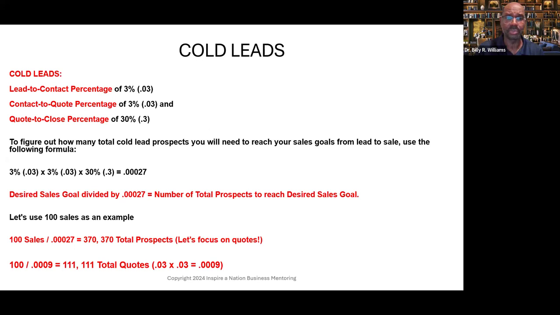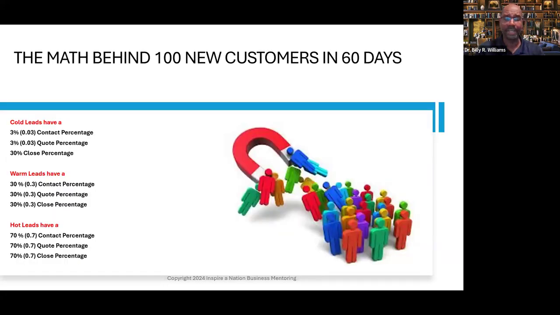So let's go through this one more time because a lot of people freak out and they go, oh, there's no way. Let me just break the numbers down for you. Your cold leads, you're going to contact 3% of your cold leads. No matter what method you're using, whether you're postal mailing, calling, emailing, you're going to get about 3% of the people to respond. Of the 3% that respond, 3% of those will let you quote them. Of the 3% that let you quote them, 30% will close. That's if we're using cold campaigns.